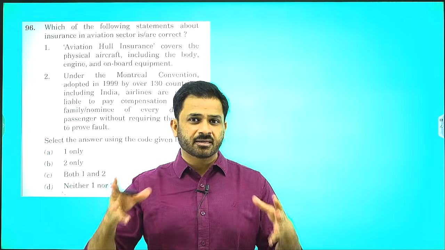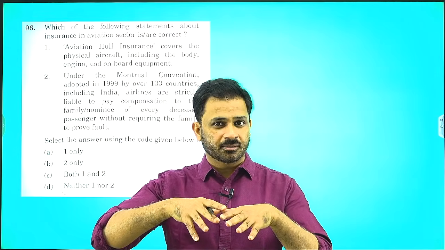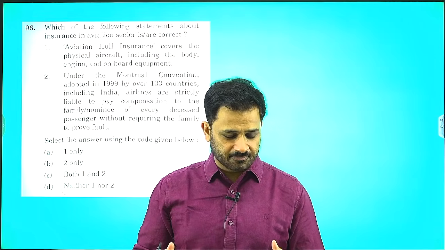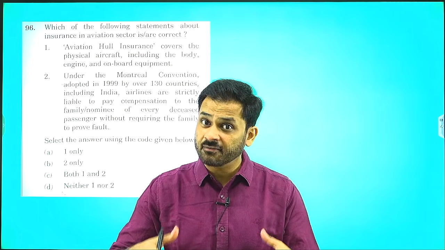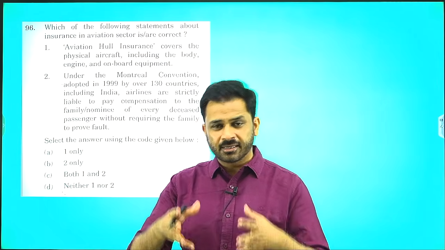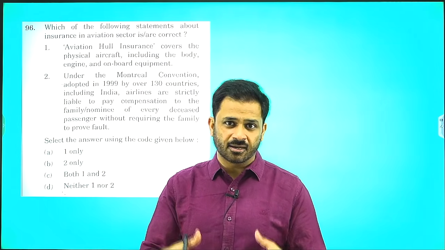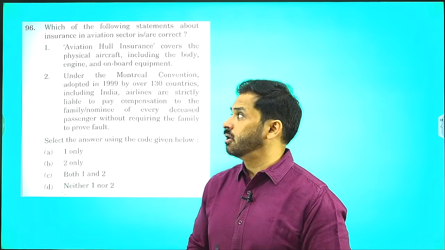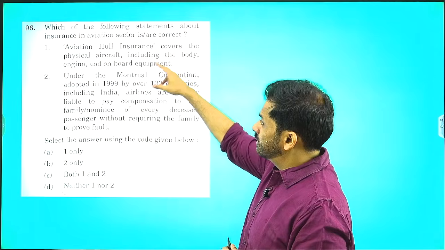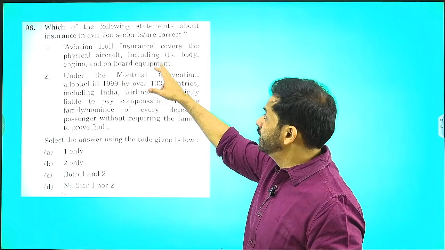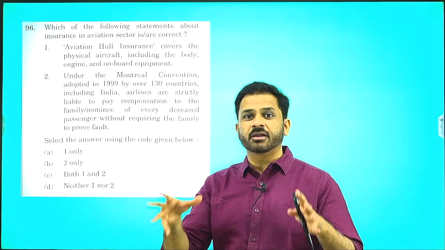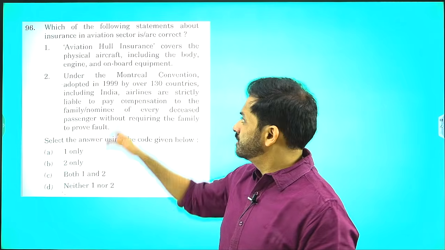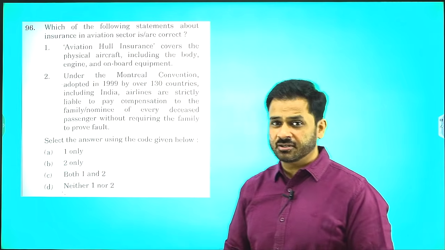Hull basically refers to the entire physical aircraft itself. So that body itself is considered a hull over here, and that is insured, meaning the aircraft itself is insured, and it covers the physical aircraft including the body, the engine and other on-board equipment which are there. So this statement is correct. That's what aviation hull insurance is.